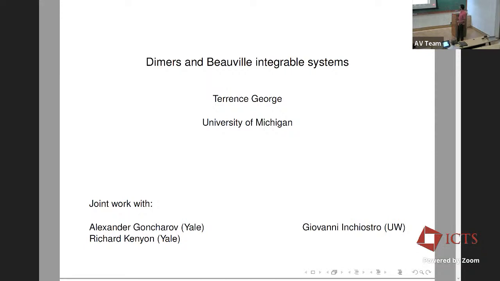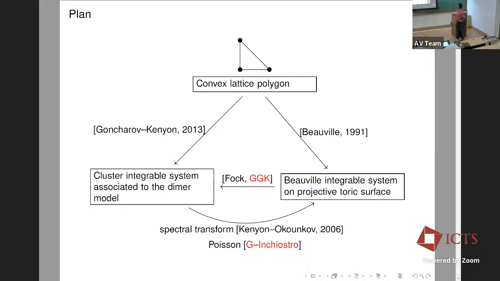This talk is based on two projects that are closely related. The first one is joint work with Alexander Goncharov and Richard Kenyon. And the second one is with Giovanni Inchiostro. So the plan is as follows.